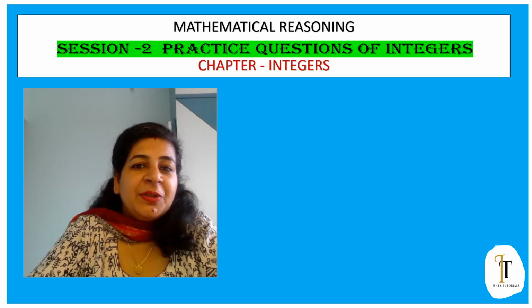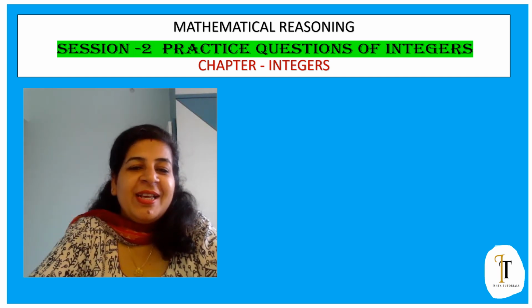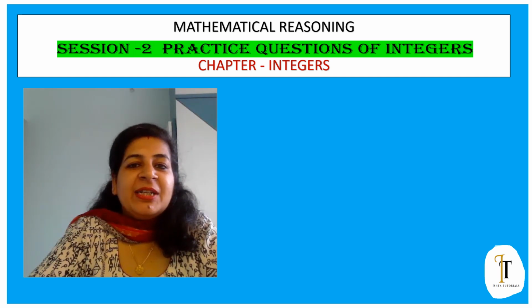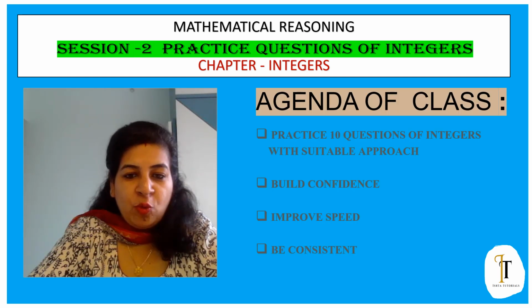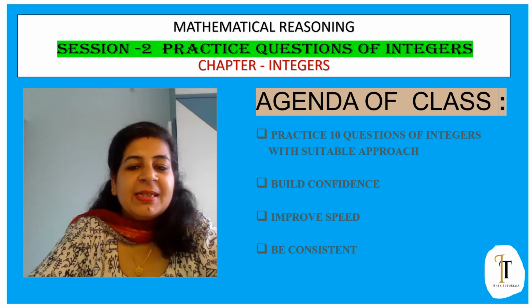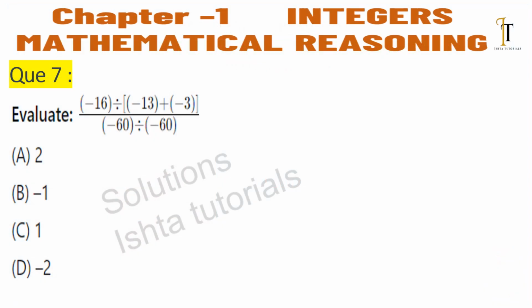Let's jump into today's session with a lot of energy and enthusiasm. The agenda of the class is to practice 10 questions of integers with a suitable approach to build your confidence, improve speed and be consistent. As we already did up to question number 6 in the last session, we'll start with question number 7 to evaluate this expression and find the correct option.